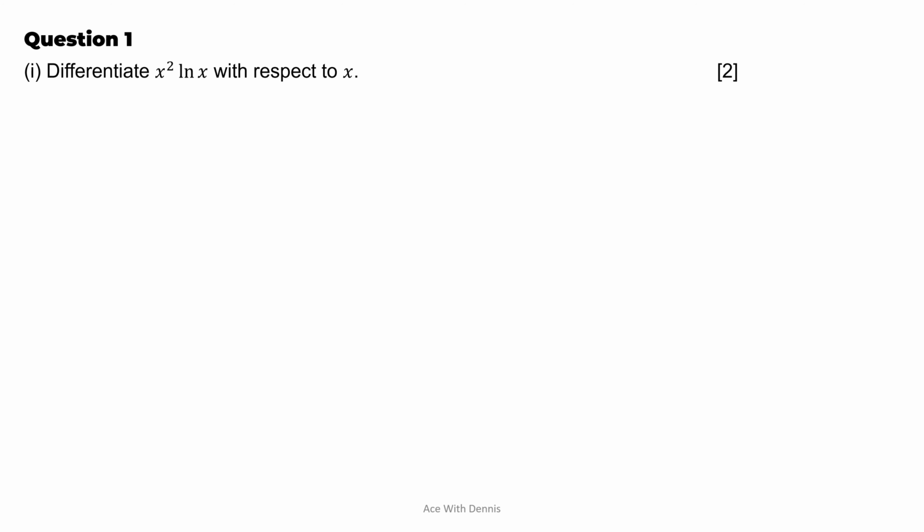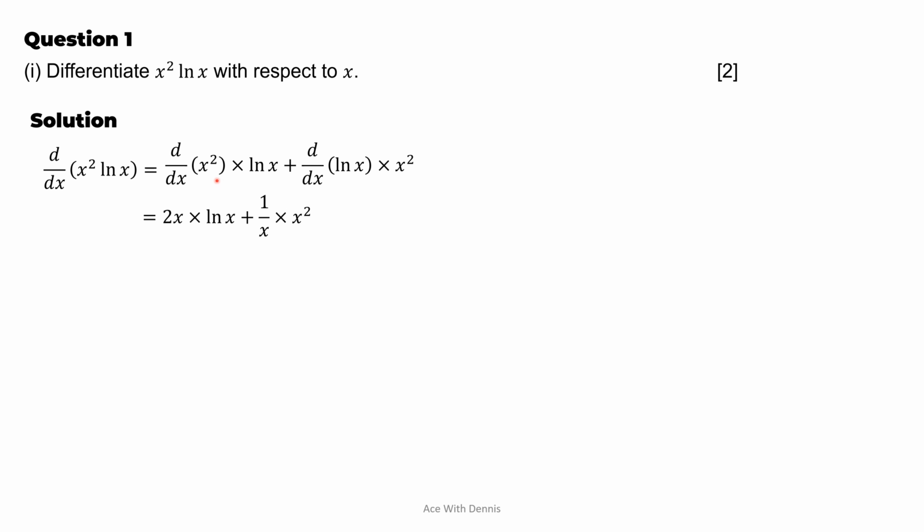Question 1. Part 1. Differentiate x squared ln x with respect to x. 2 marks. Here's how we differentiate. We'll write d over dx of x squared ln x. Notice that we can apply the product rule, where u is x squared and v is ln x. And we'll get d over dx of x squared times ln x, plus d over dx of ln x times x squared.